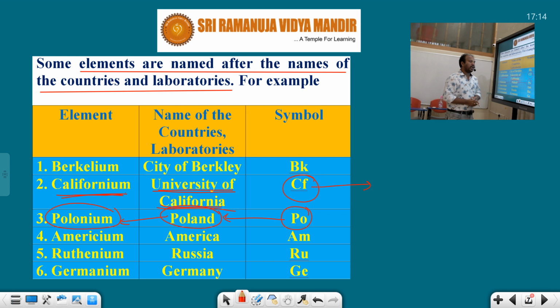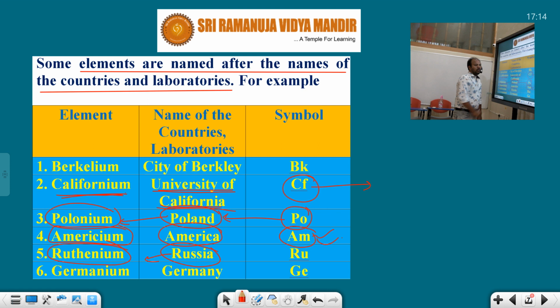That element name is americium. Its shortest form, the symbol, is Am, because the shortest form of an element is nothing but its symbol. After that, Russia, we know that. From this country, one element name is given: ruthenium. The first letter should be a capital R, and the second letter will be a small u.